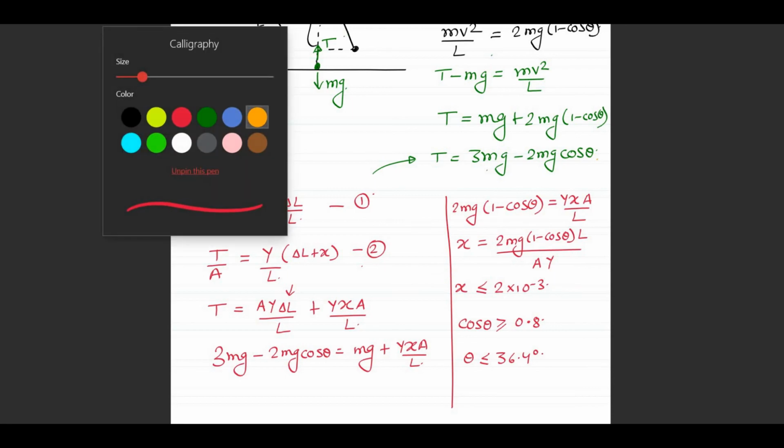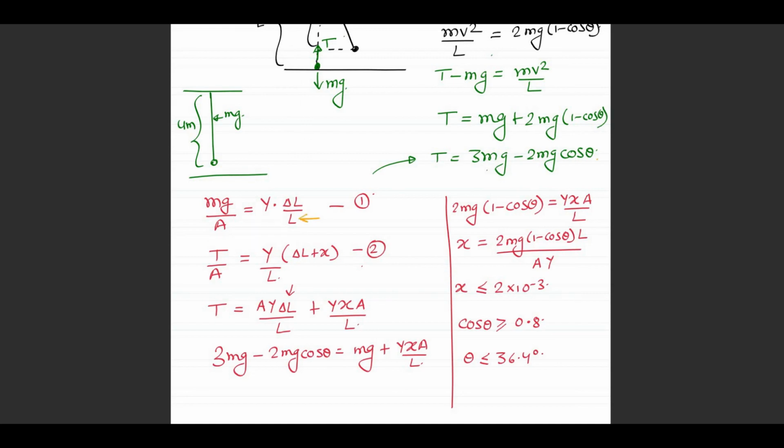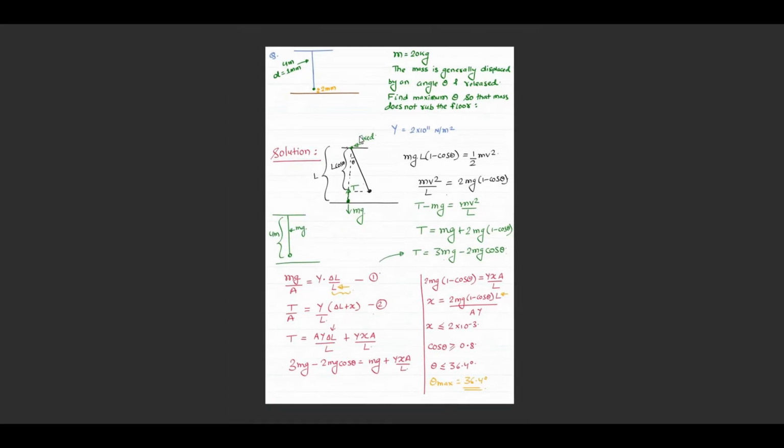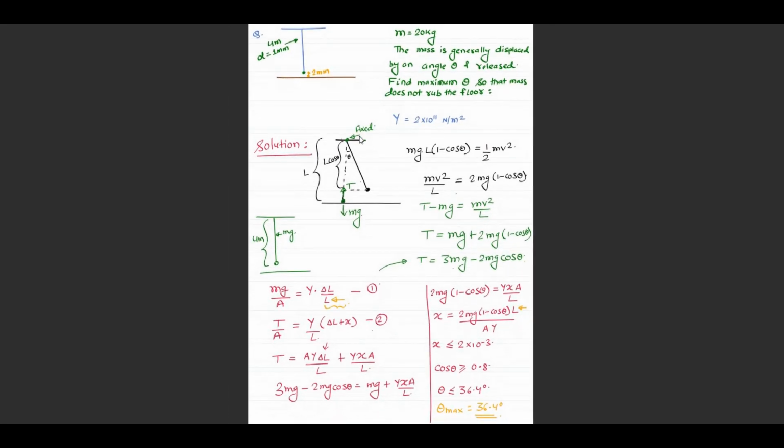Now in this thing you just need to remember one thing, that the original length I will consider to be nearly 4 meters only, because we are talking about very small changes. So if with the changes it is 4 meters, then without the changes it will also be nearly 4 meters. So the value of L that we will use will be 4 meters only. So as the question has asked, theta max will be 36.4 degrees, right? So you can have a look at the complete solution then.